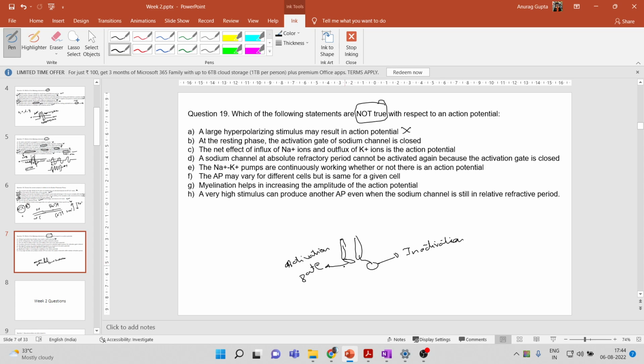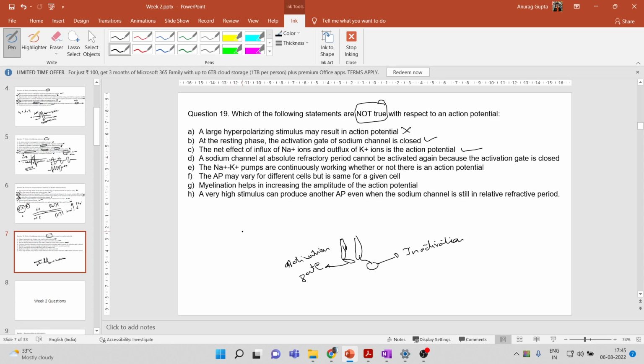That is correct. When threshold is reached, the activation gate opens rapidly, and the inactivation gate starts to close slowly. So there's a time window during which the voltage gated sodium channel is open, and during this time, it allows sodium ions to travel through it. So this is a correct statement. The net effect of influx of Na plus ions and the outflux of K plus ions is the action potential. Yes, this is correct.